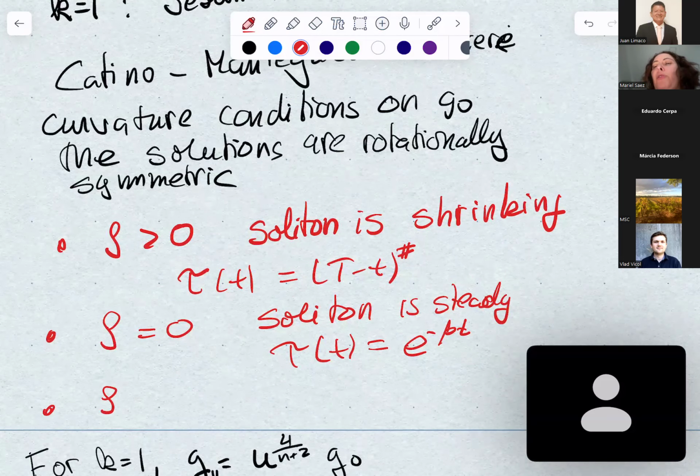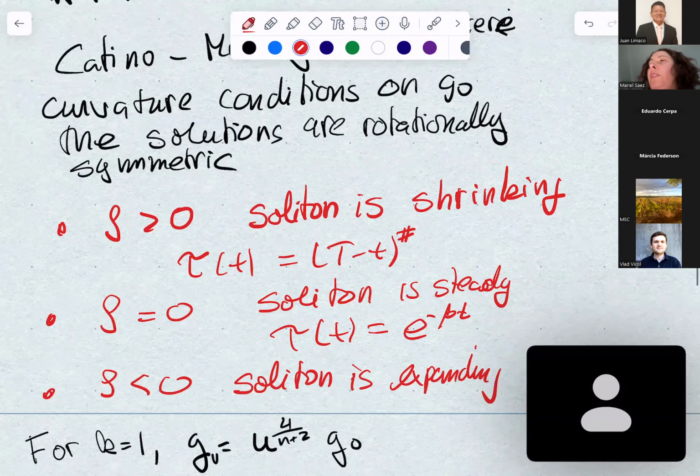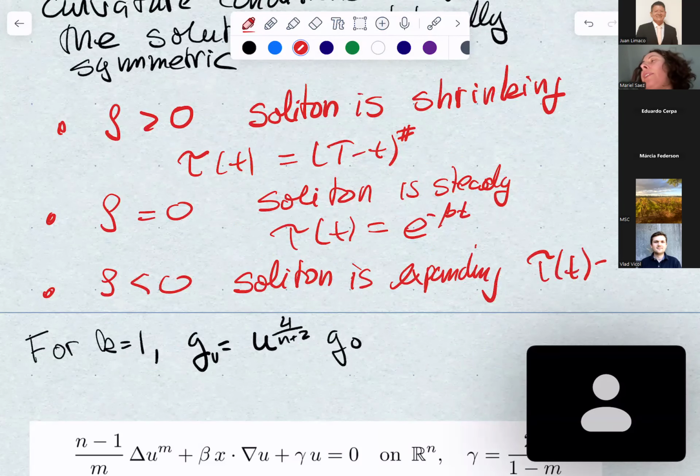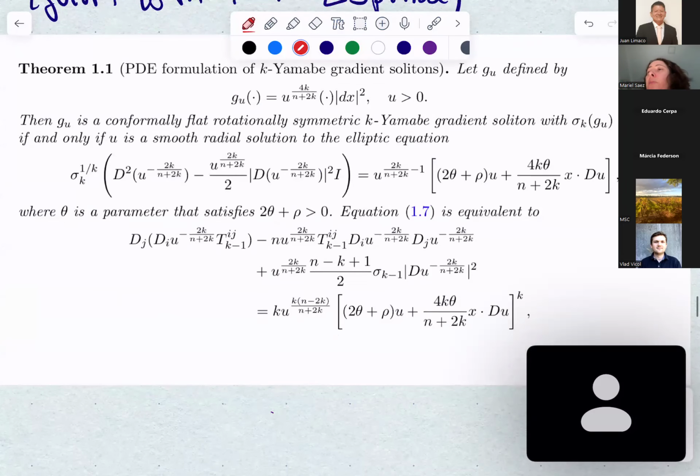And in the case that rho is less than 0, the soliton is expanding. And in that case, you can also say exactly how tau looks. It's like t to the minus some power. It's not exactly that power, but it's minus some power. I'm gonna be more precise about that. So it's sort of singular in some sense at time 0, but it expands for positive times. Okay, so let me go back to here.